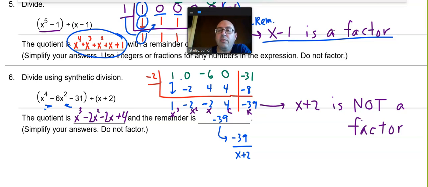So we carry down the 1 like we always do, and then we multiply and add and multiply and add and multiply and add till we get down to negative 39 at the end. Of course, in pre-calc we'll write it as negative 39 over x plus 2, but they want just plain old negative 39. X plus 2 is definitely not a factor. It did not go in evenly.